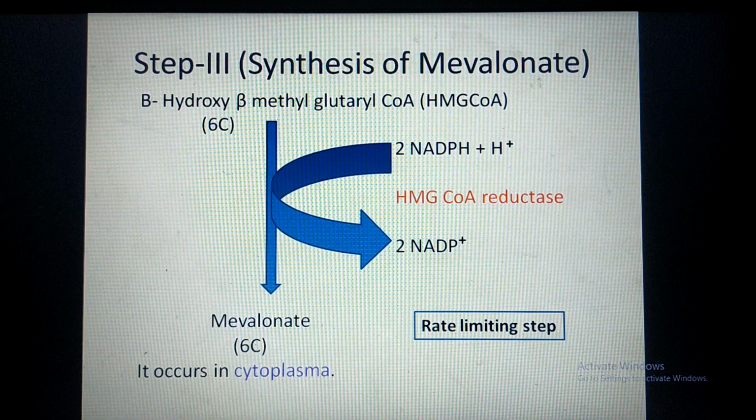Step 3 is synthesis of mevalonate. This is the rate limiting step of this pathway. The HMG-CoA which is formed in the previous step gets reduced with the help of electrons donated by NADPH. Here NADPH is the donor, not NADH. So after reduction, mevalonate with 6 carbon is formed. The enzyme required for this step is called HMG-CoA reductase. So this is the rate limiting enzyme of this pathway, and it is allosterically regulated. This step also occurs in cytoplasm.